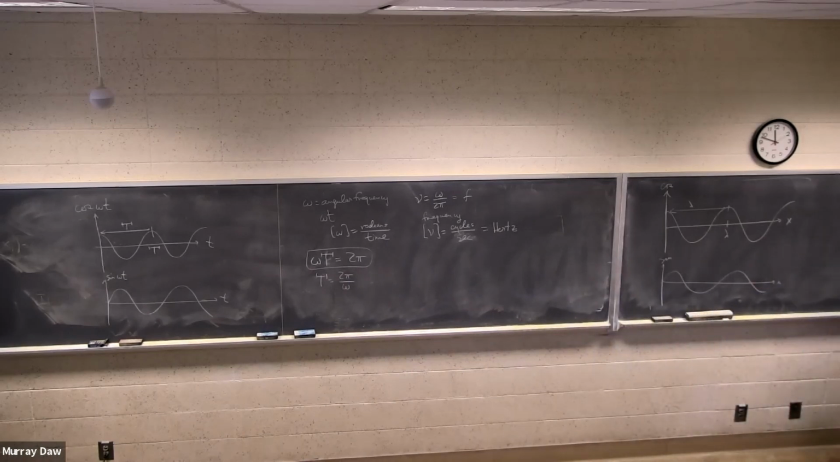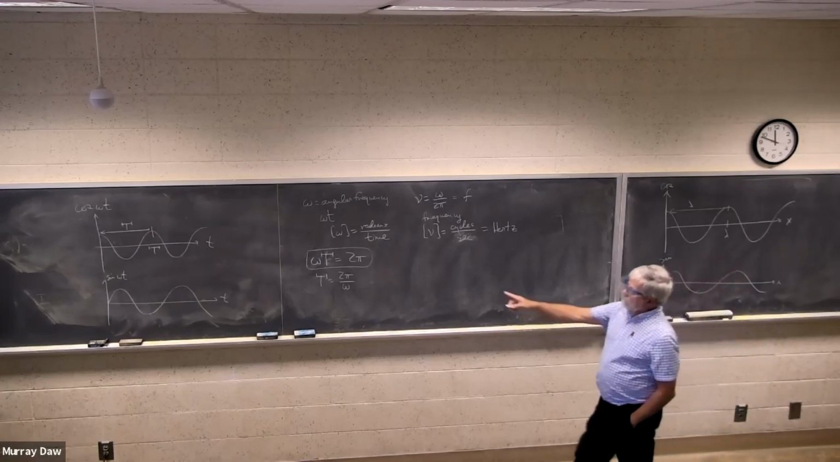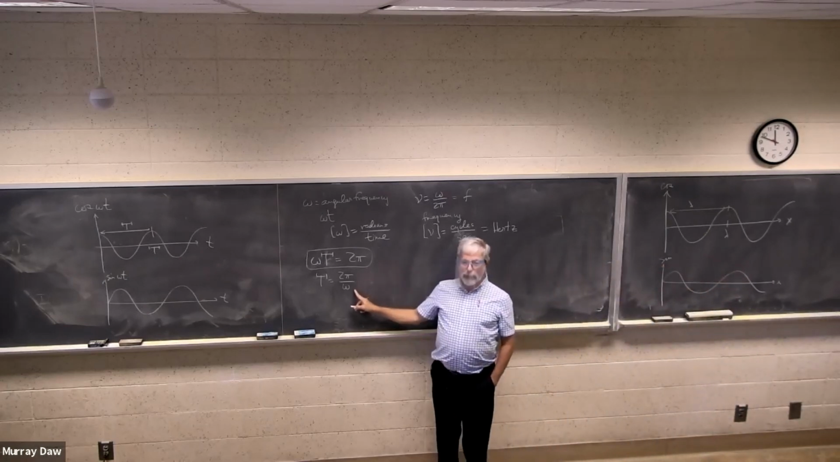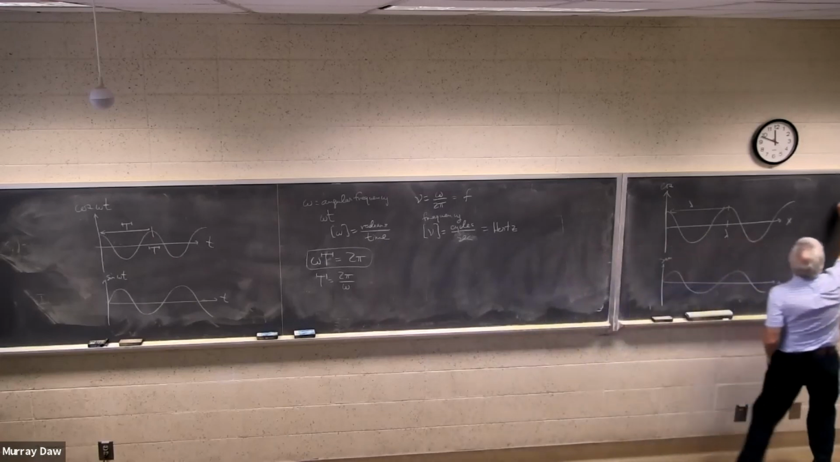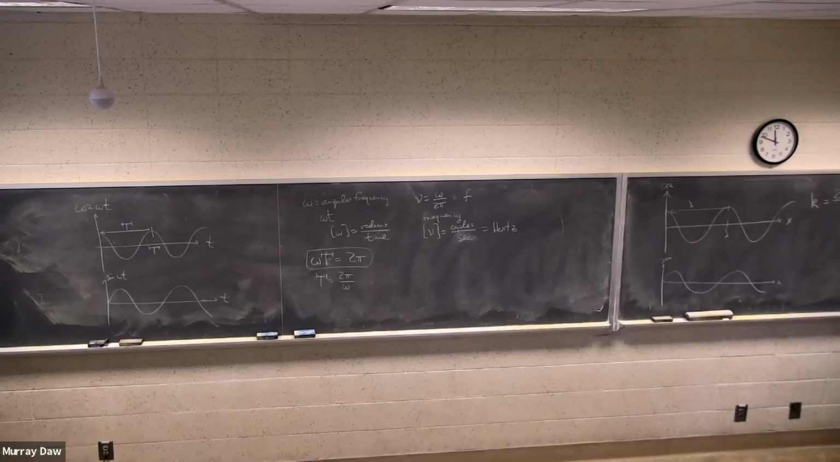Now, what's the other part here? There's something that's like a spatial frequency. Yeah, it's 2 pi over the wavelength. 2 pi over lambda. So don't get confused. We usually use K for this. Don't get confused with the spring constant. This is called wave number. Wave number is like a spatial frequency. Wavelength is 2 pi over the wave number.